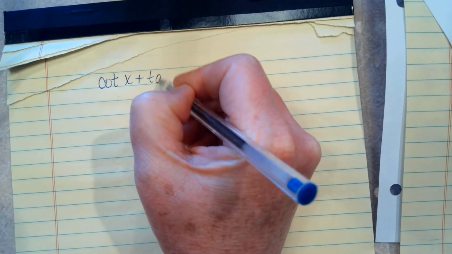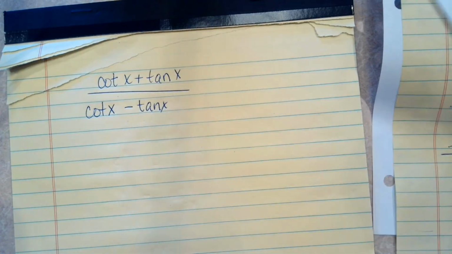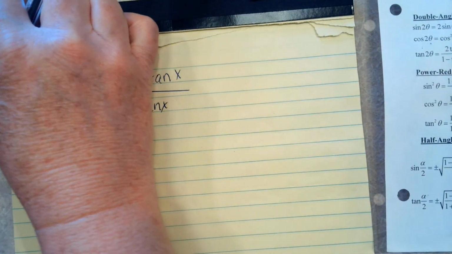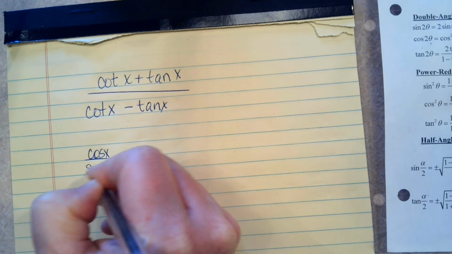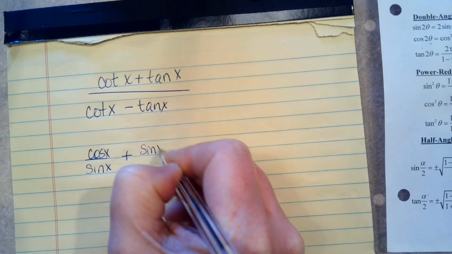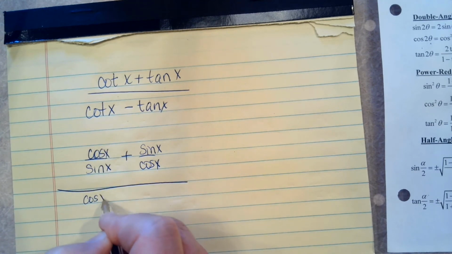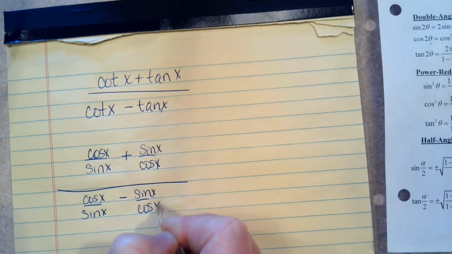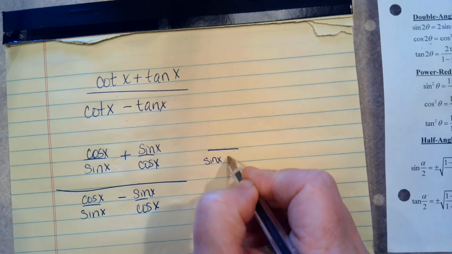I think you can do that without my help, but this part I think you might need my help on. It says the cotangent of x plus the tangent of x over the cotangent of x minus the tangent of x. And what we'll want to do is write it all in terms of sine and cosine. So the cotangent is equivalent to the cosine of x over the sine of x plus the sine of x over the cosine of x. The denominator is the cosine of x over the sine of x minus the sine of x over the cosine of x. Now in the numerator I'm going to get a common denominator. It's going to be sine x, cosine x.